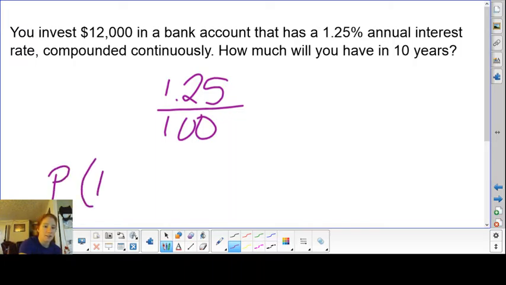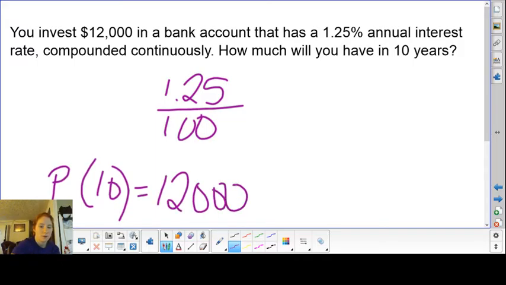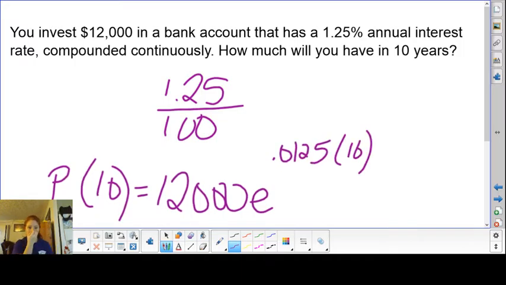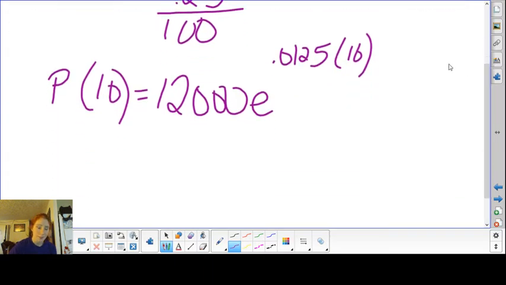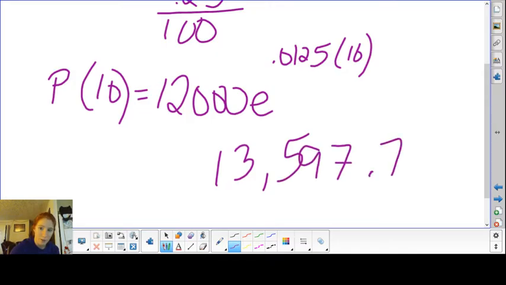So I'm finding it in 10 years. And it's 12,000 times e to the 0.0125 times 10. So after 10 years, you're only going to have $13,597.78.